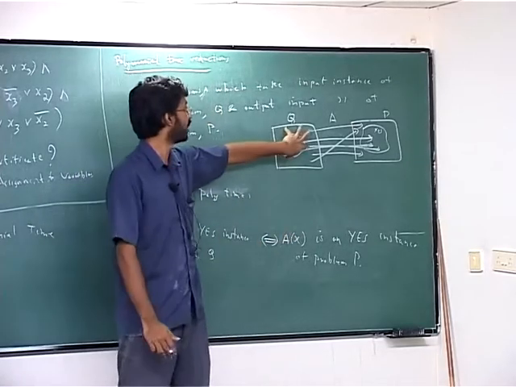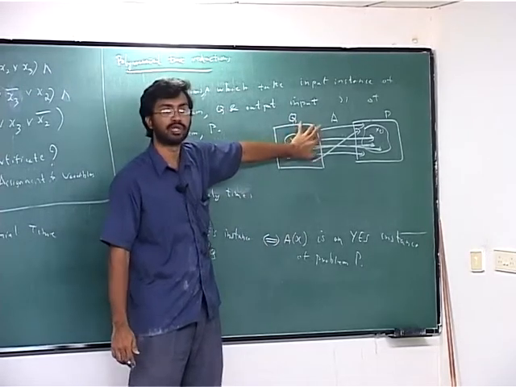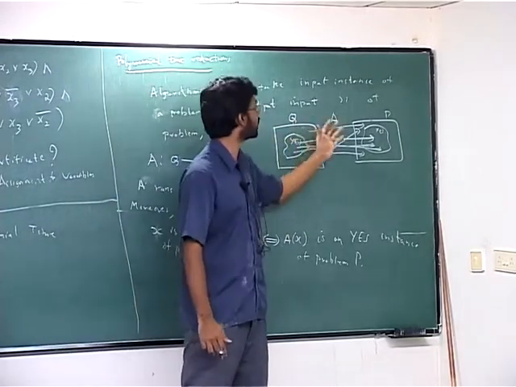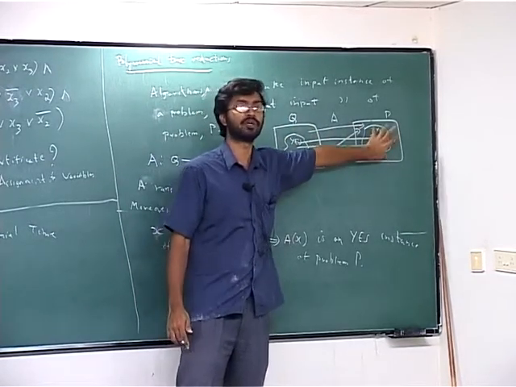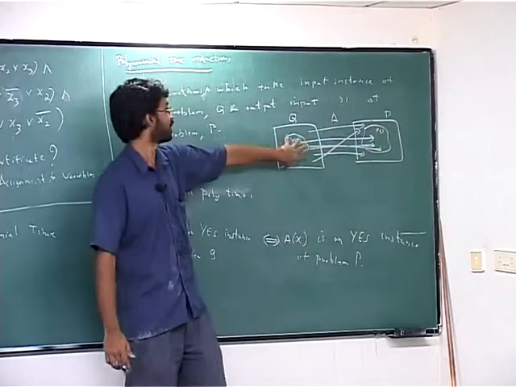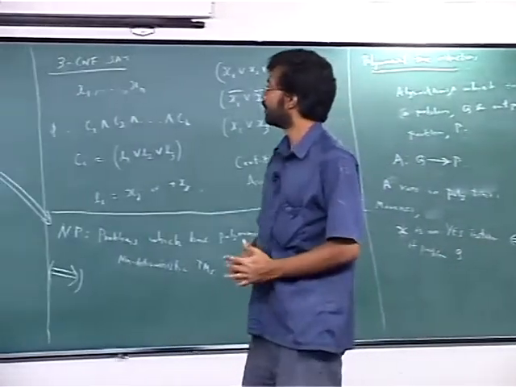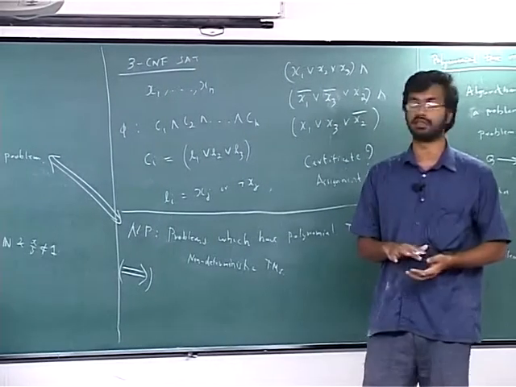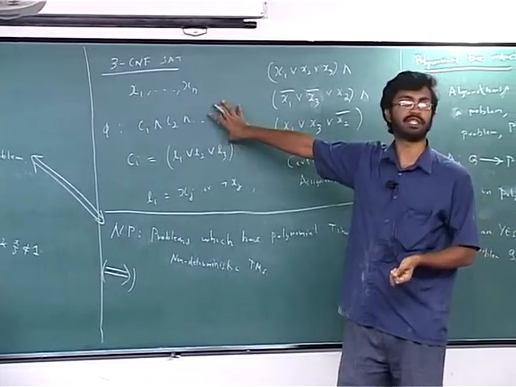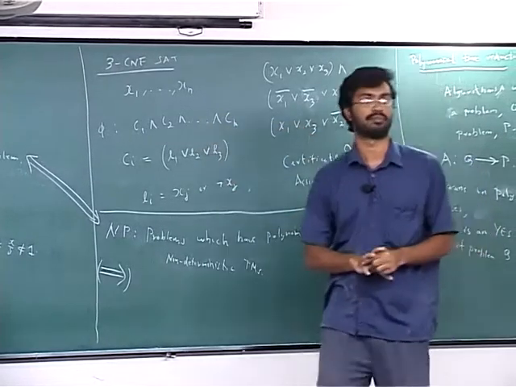So you don't have to come up directly with algorithms for Q. If someone has already shown that there is a polynomial time reduction to P, then you have to worry only about algorithms for P rather than algorithms for Q. So let's try to give a polynomial time reduction from 3CNF SAT to our clique problem.